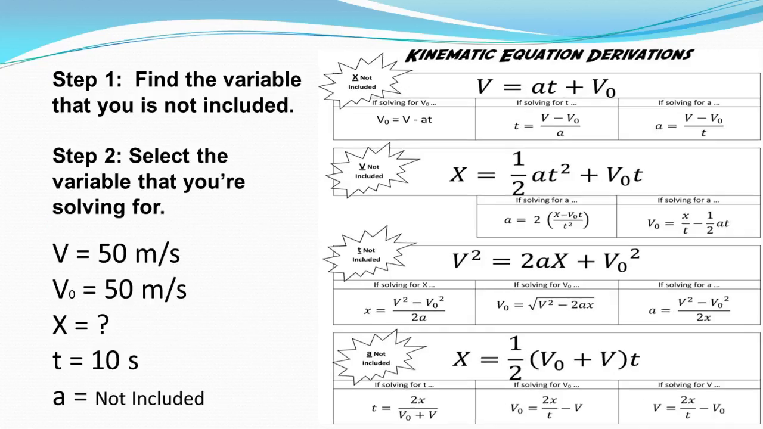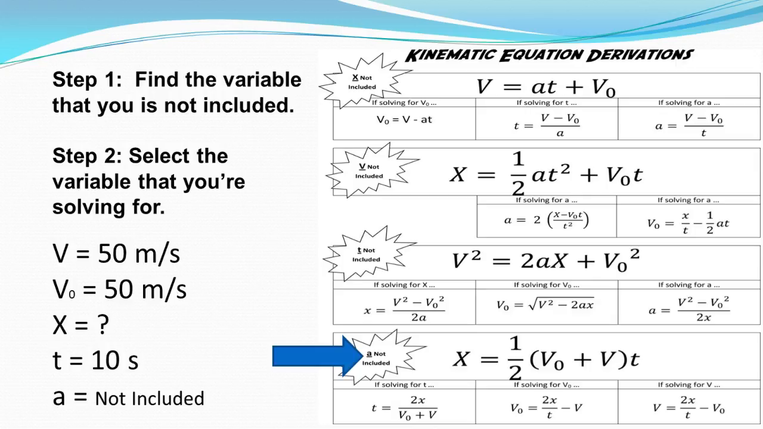So in this case, I have 50 meters per second for the final velocity. Initial velocity is 50 meters per second as well. That means it's a constant velocity. It started and stopped at the same velocity. I'm also given that t equals 10 seconds. That means that x is what I'm looking for and a is not included. The scenario or the word problem will give you those three givens, tell you to look for x or displacement, and then because acceleration is not discussed, it's not included. So I'm going to go to the a is not included.